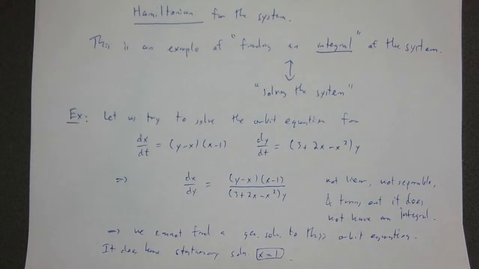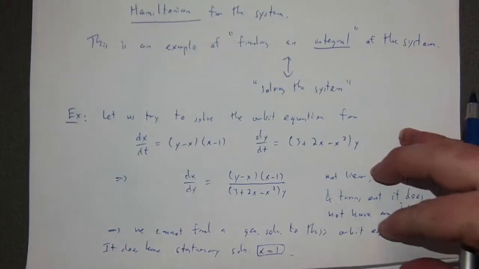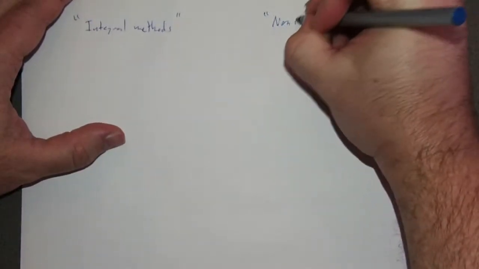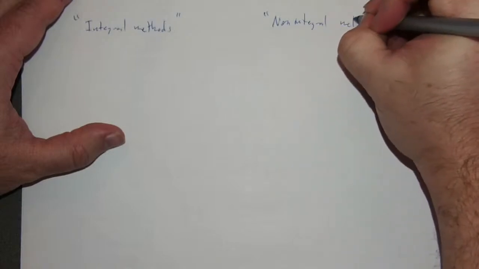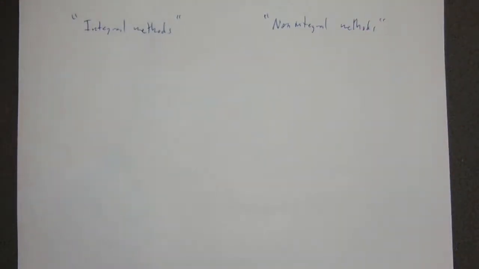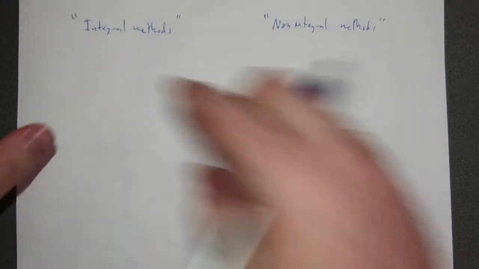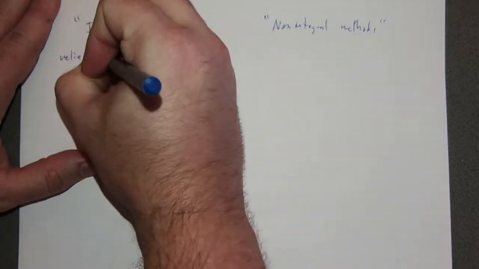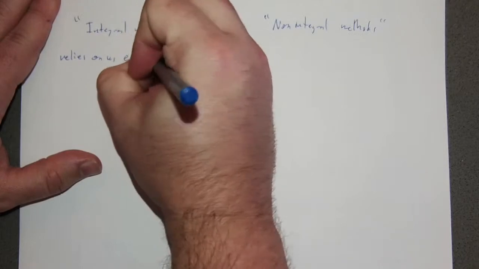Okay, so here's where the big analogy with what we talked about way back in chapter 1 comes in. These last two sections we're covering are called integral and non-integral methods. So what does the terminology mean? Integral methods rely on us essentially solving the system.